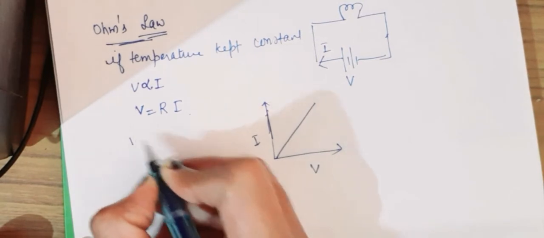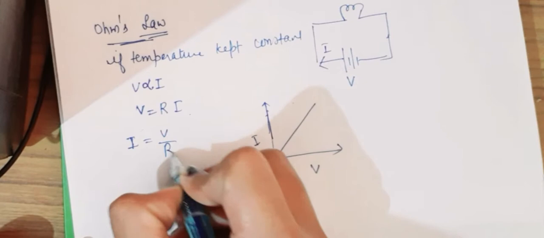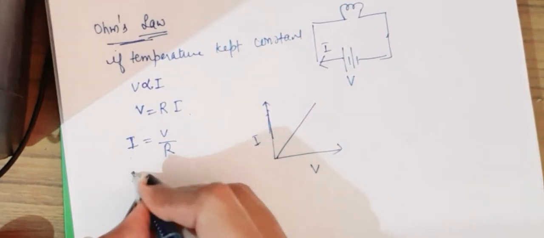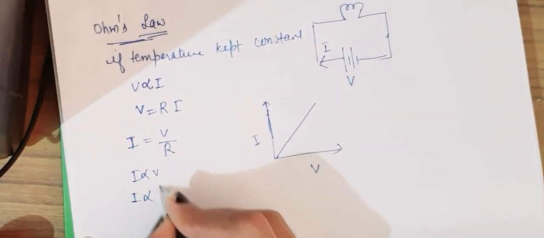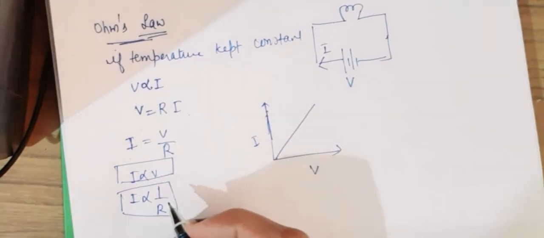Here we can also calculate I is equal to V upon R. I is directly proportional to V, and I is inversely proportional to R. These two results are also calculated.